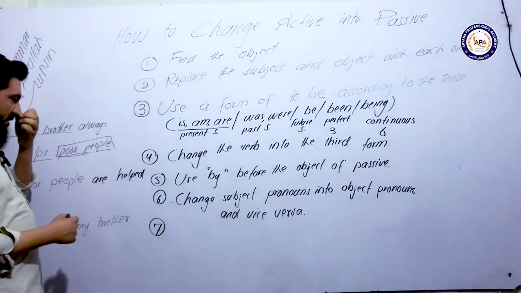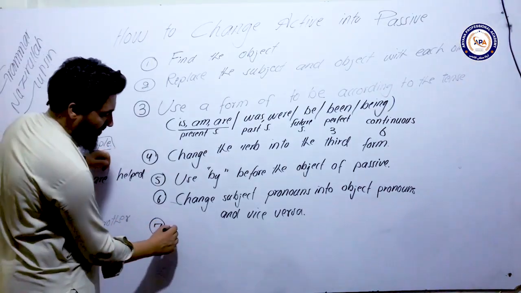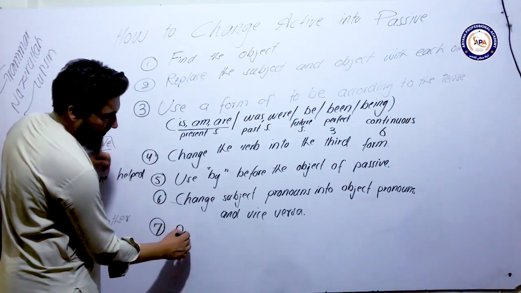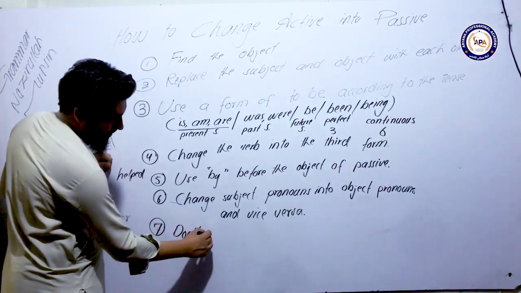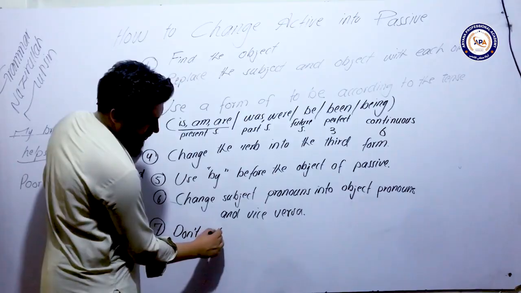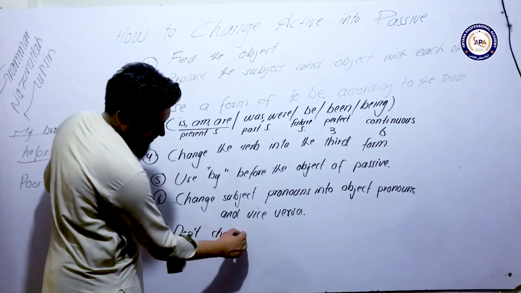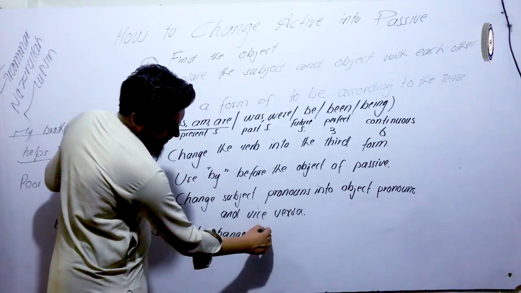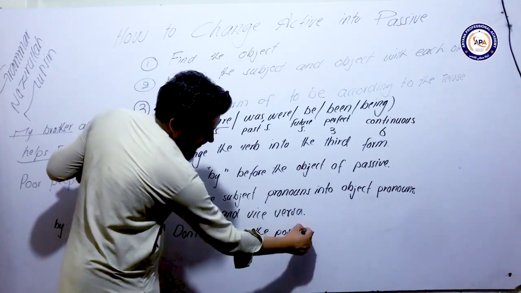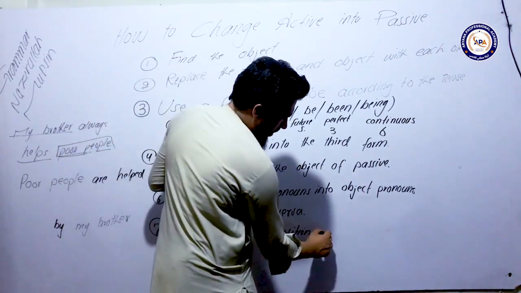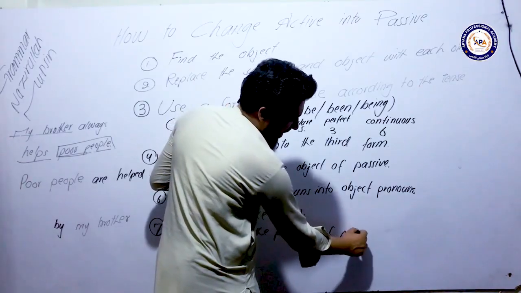And vice versa. Point 7: don't change the possessions of modifiers.